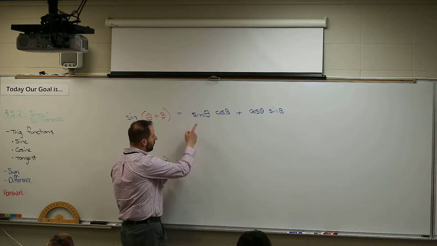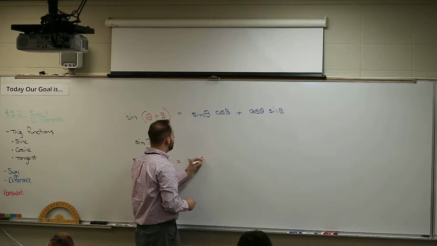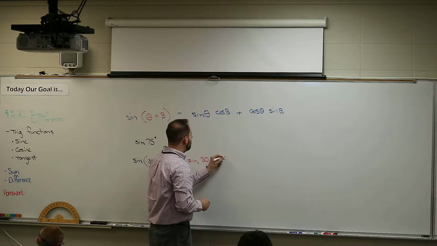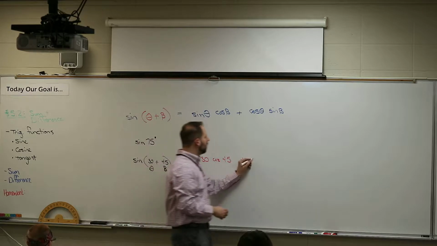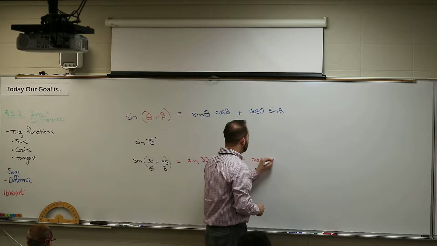So the formula right now is sine of 30, cosine of the second number, plus, because we're adding these, the plus sign, then cosine of the first, sine of the second.